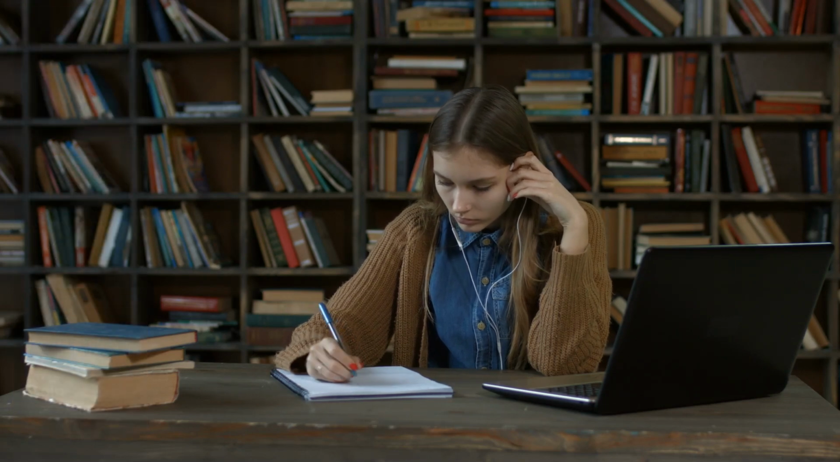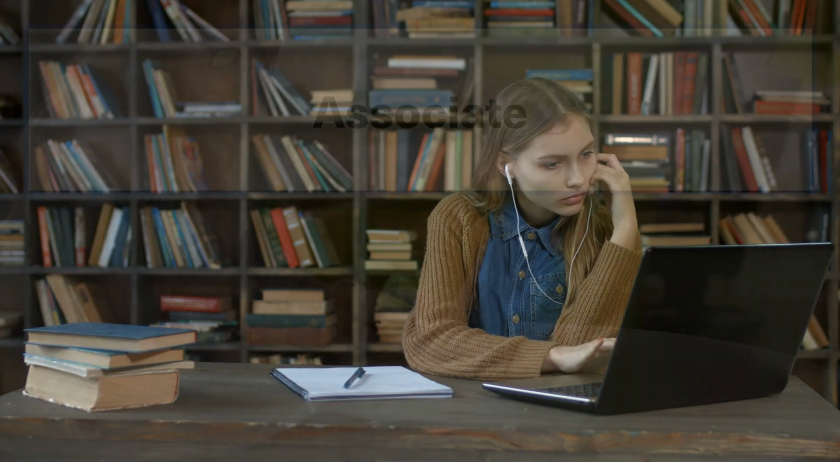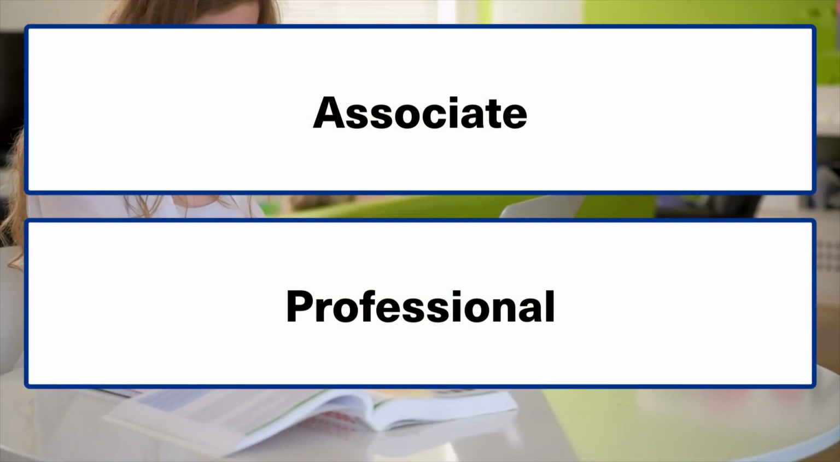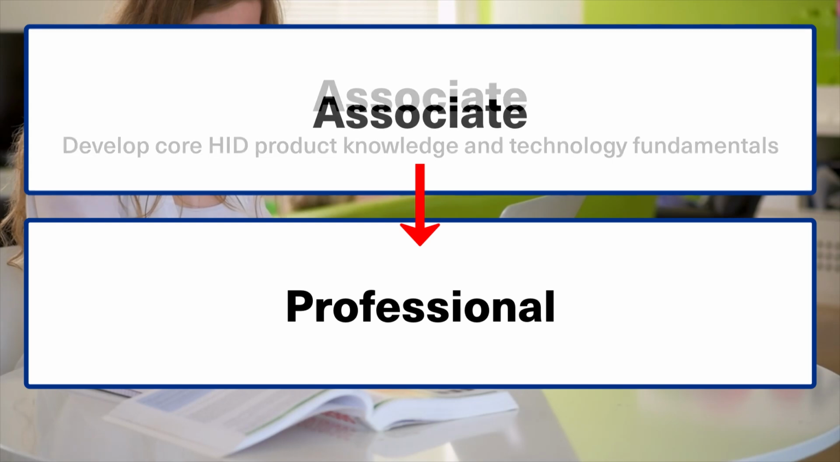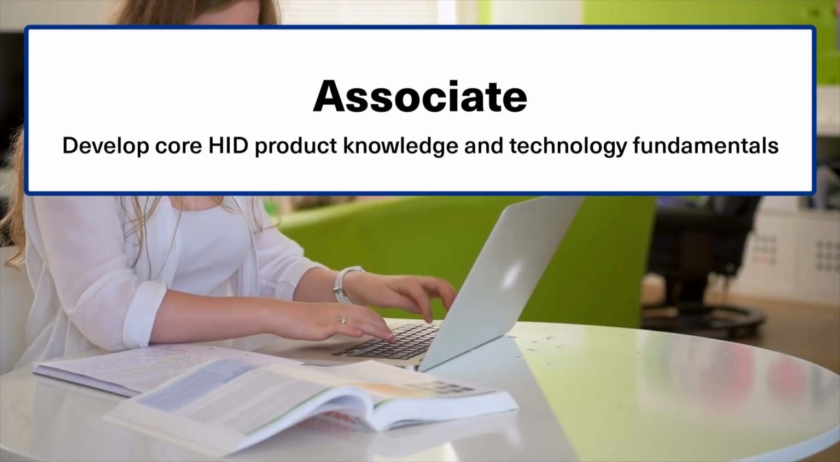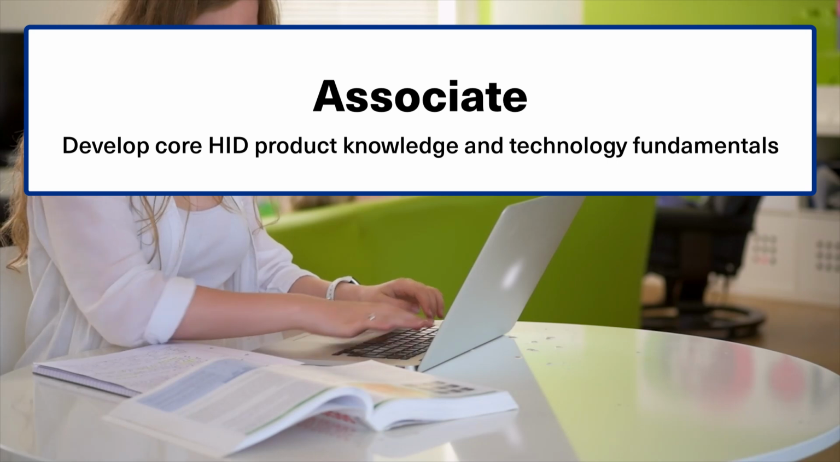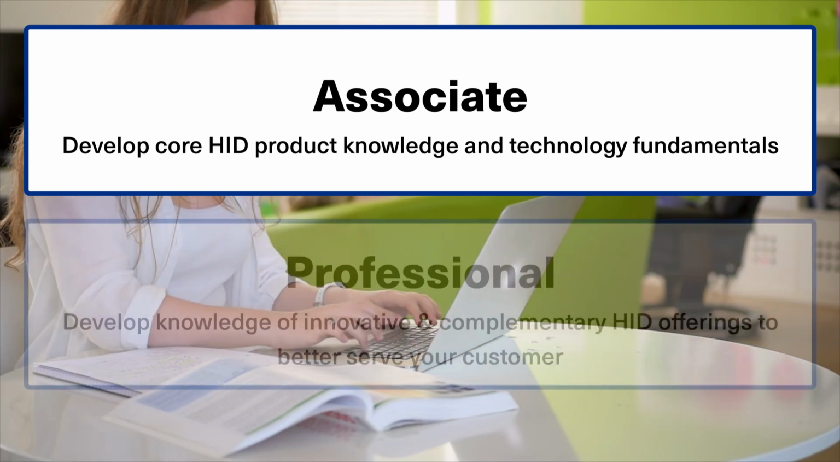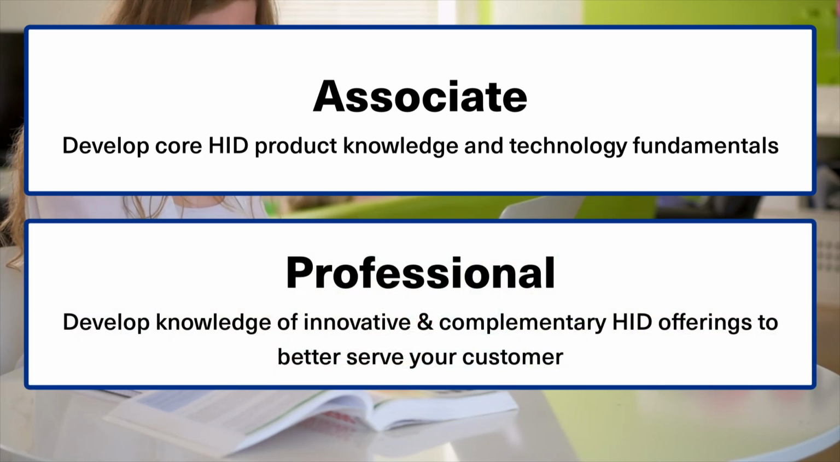The certification levels are defined as follows and need to be completed in an incremental order, associate first. Associate level certifications develop knowledge around core HID products and technology fundamentals. Professional level certifications develop knowledge of innovative and complementary HID offerings to better serve your customer.